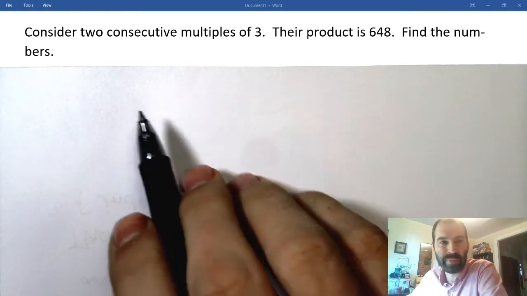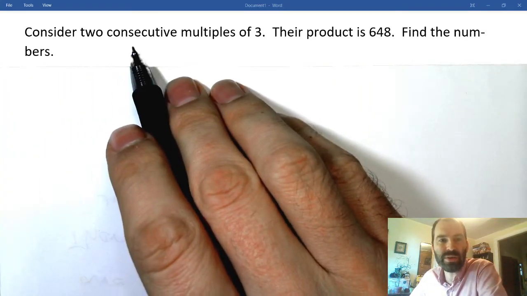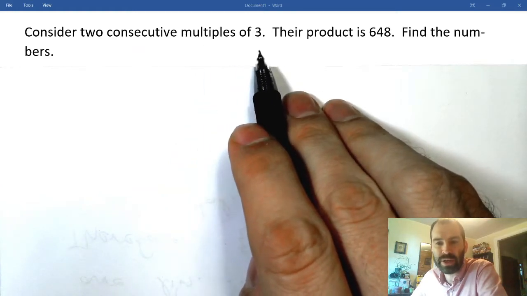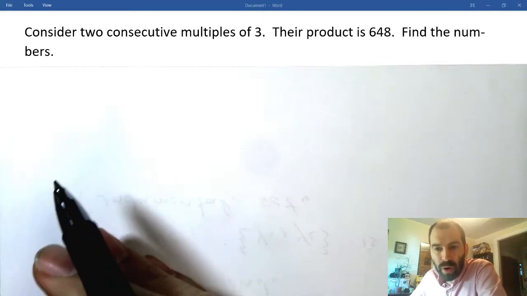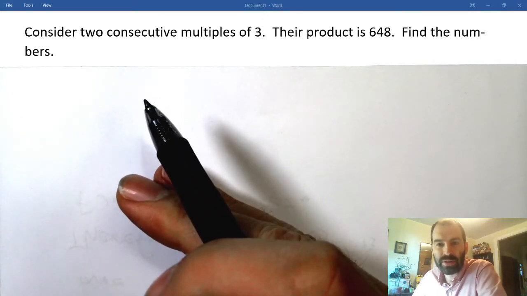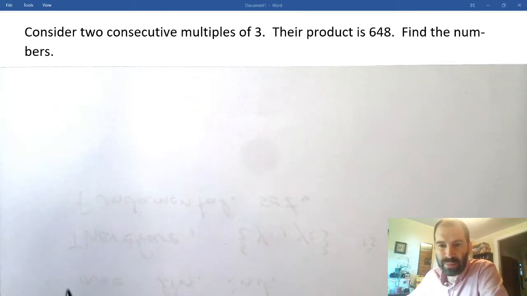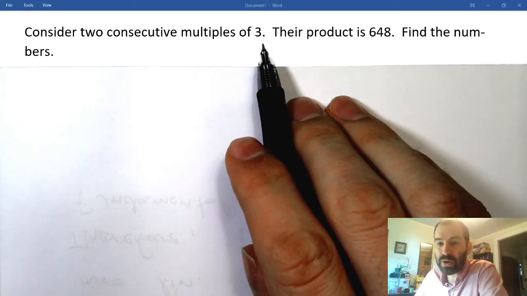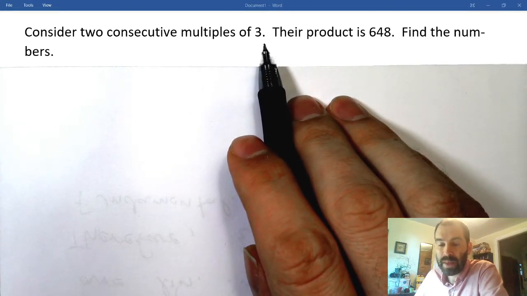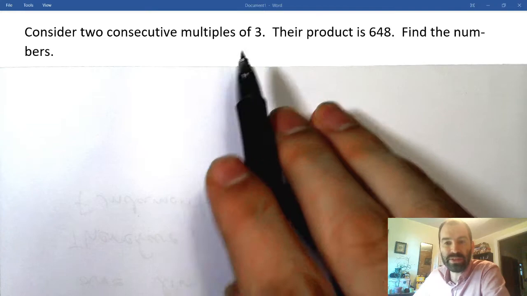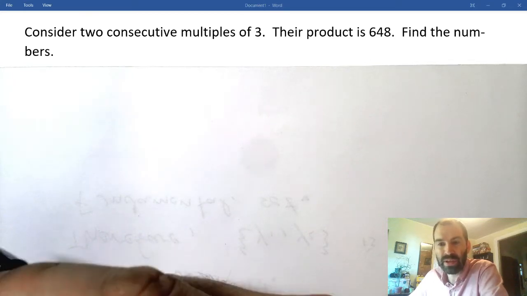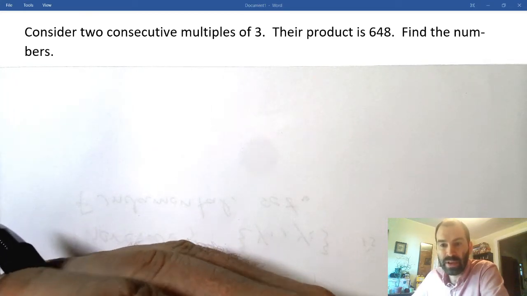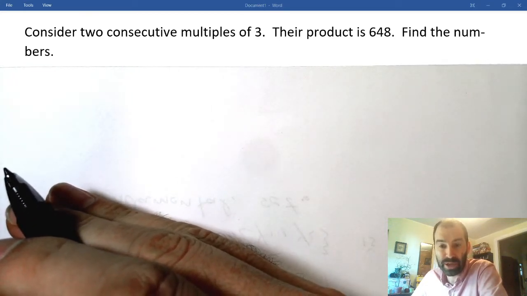So let's read it again. Consider two consecutive multiples of 3. What does consecutive mean? It means they come one right after the other. So they're as close together as they could possibly be. But they're also multiples of 3. Well, if they're both multiples of 3, that means their difference is a multiple of 3. What's the smallest the difference can be then? It can be as small as 3. So we're looking for two numbers that differ by 3.